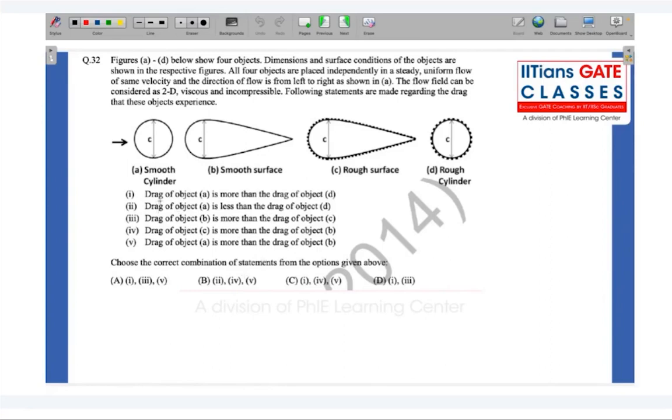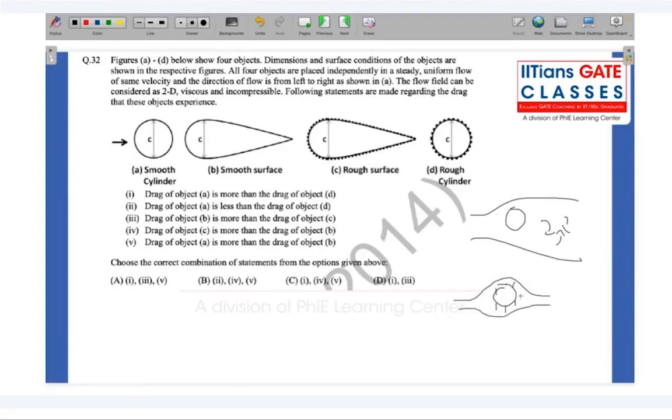Drag of object A is more than drag of object D. So A is a smooth cylinder, D is a rough cylinder, which is true because a cylinder is a bluff body. So more than the skin friction drag, you should be worried about the pressure drag, the flow separation induced drag. In a smooth cylinder, your flow will separate very easily because your boundary layer does not have too much energy, and it will create a lot of drag. While in a rough cylinder, because of these spikes, your flow will have a tendency to become turbulent, and turbulent flow will be more energetic, and the flow will remain attached a little longer along the surface of the cylinder.